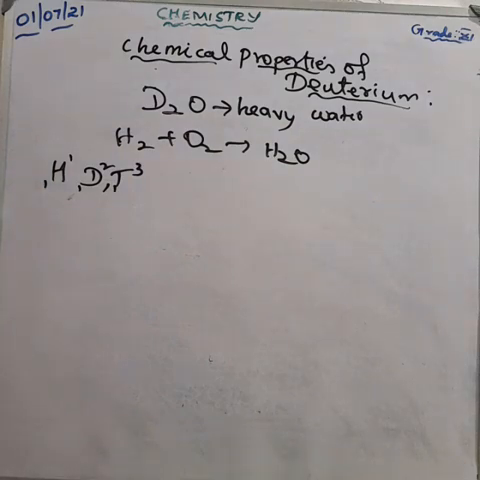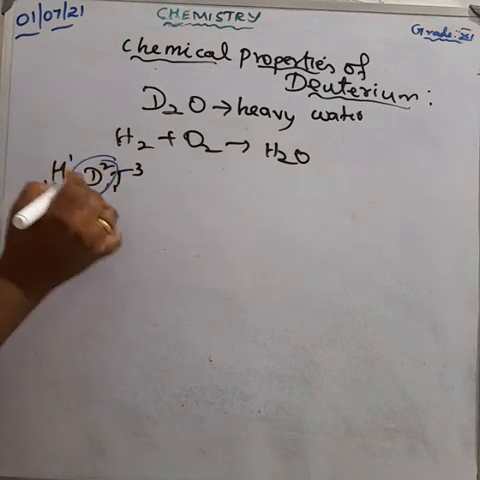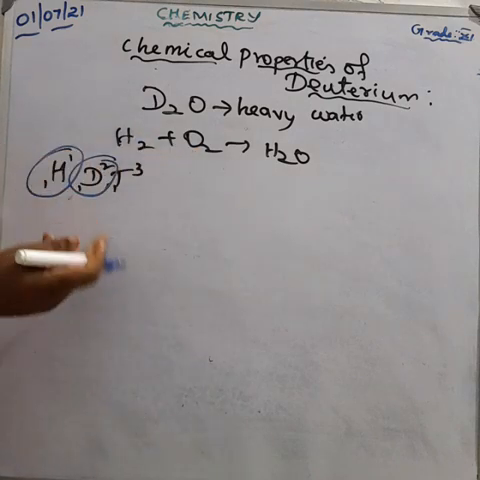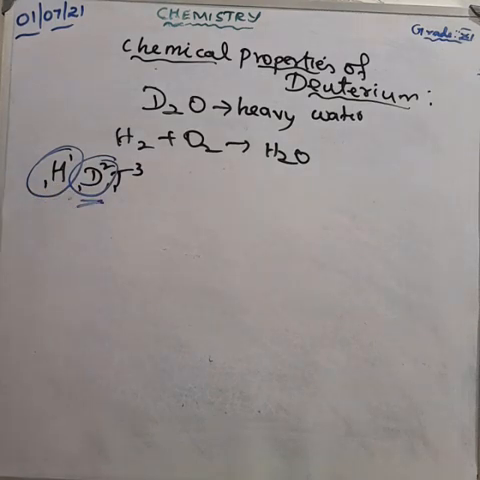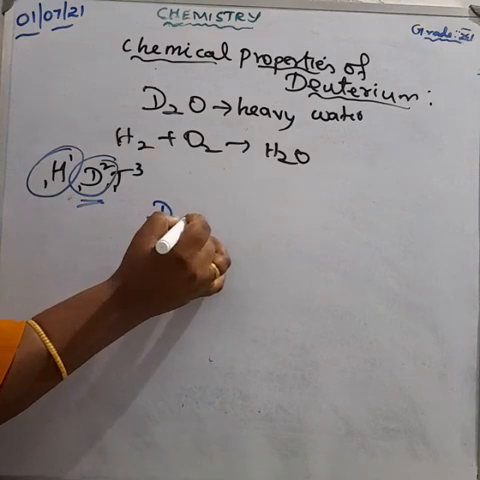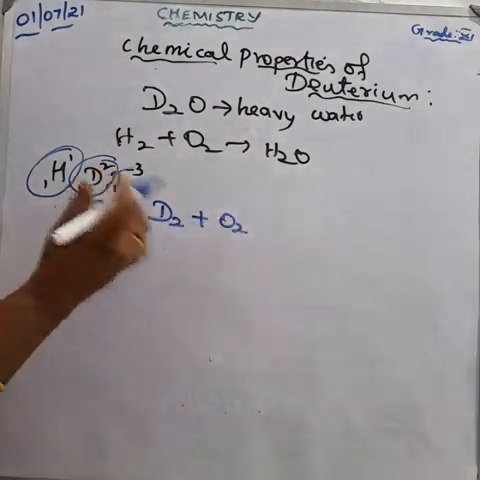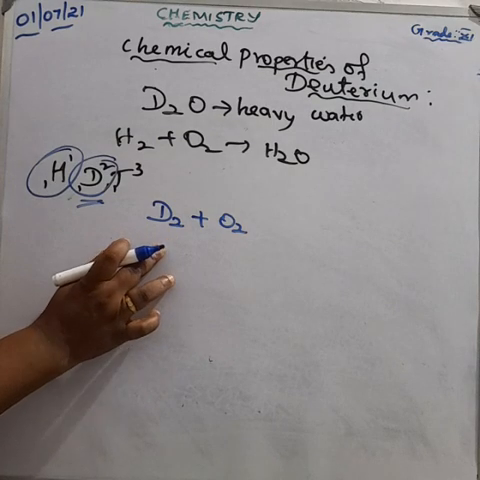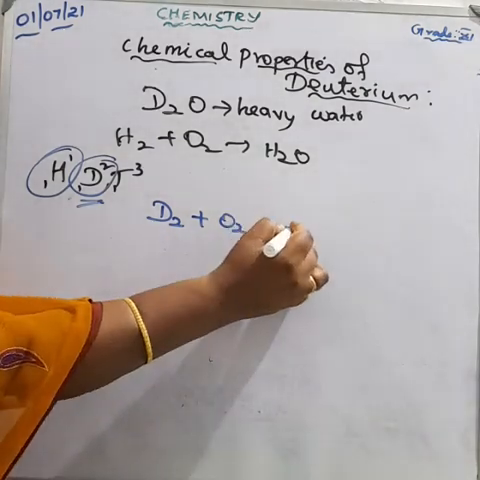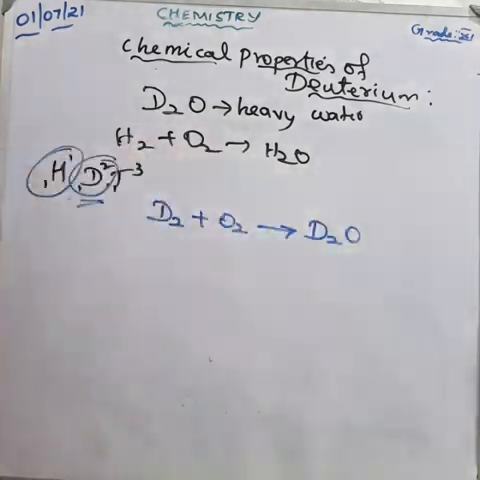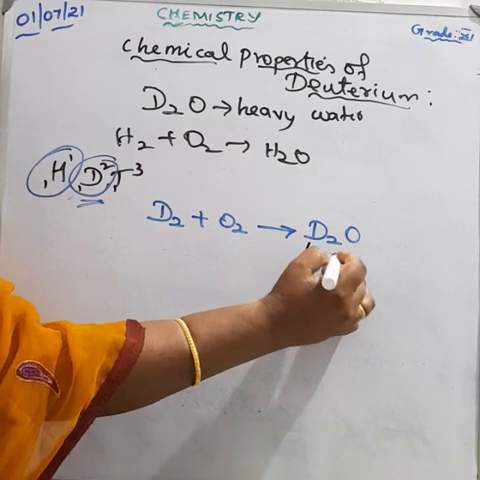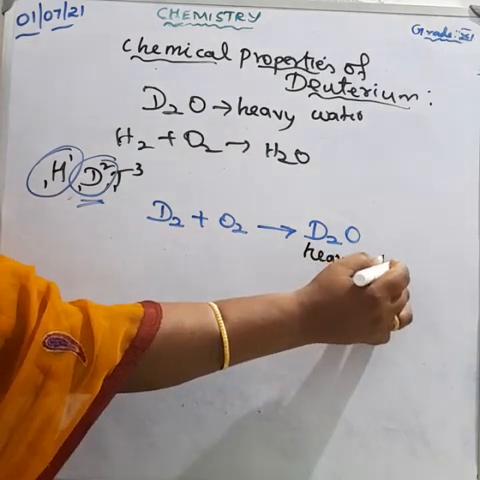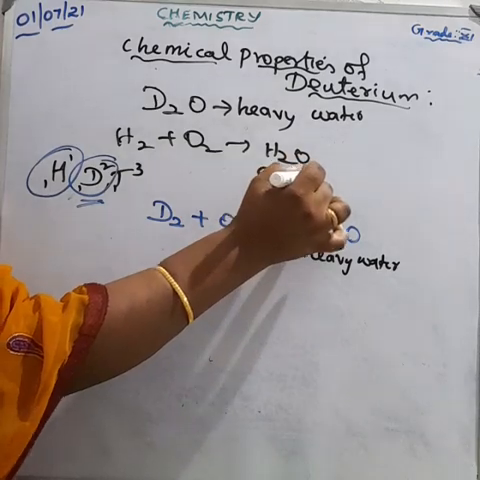About hydrogen we clearly studied the physical properties and chemical properties. Now we are going to study the chemical properties of deuterium. Like the hydrogen atom, deuterium also combines with oxygen to form deuterium oxide. Deuterium D2 combines with oxygen to form deuterium oxide, D2O, which we otherwise call heavy water. Normal water, H2O, we call the ordinary water, and D2O we call heavy water.